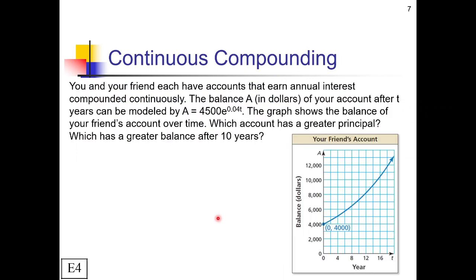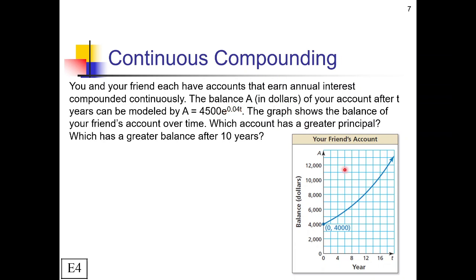For our final problem here, we'll have a little more involved real-life word problem. Let's say that you and your friend each have accounts earning annual interest compounded continuously. The balance A of your account after t years is modeled by this 4,500 e to the 0.04t formula here. And if you know how the formula is set up, then you might recognize that this 0.04 really means we've got 4% interest going on. We don't need to know that for the problem because they've already given us the formula, but it's cool that we can pick that out of there.